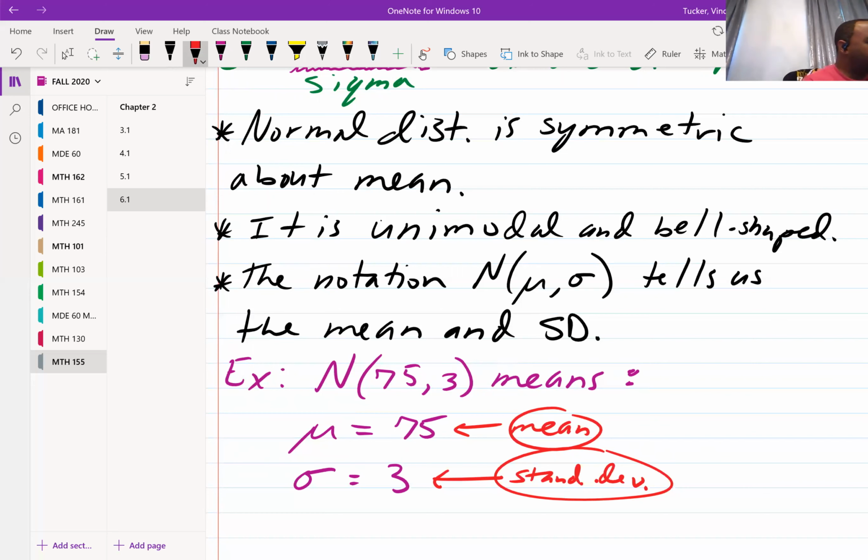All right, so a few facts about the normal distribution. It's symmetric about the mean. That means your mean is in the middle, and everything reflects on each side of the mean. Whatever's going on the right side goes on the left side of the mean, and vice versa. It's unimodal and bell shaped. Like this.